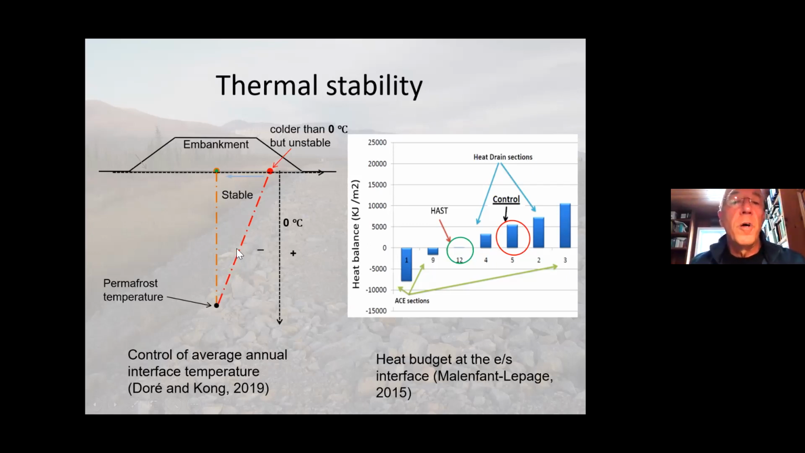If you're designing for long term, you need to add some safety factor, some safety margin, to the system. So you'll aim for a cooler temperature there than the permafrost to allow for the effect of climate change with time. And in that case, as you see for those two sections where you have an ACE layer, air convection layer, in the embankment, you have a negative heat balance. So very stable embankments.